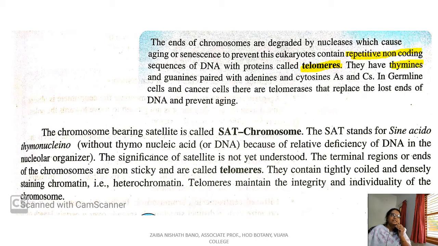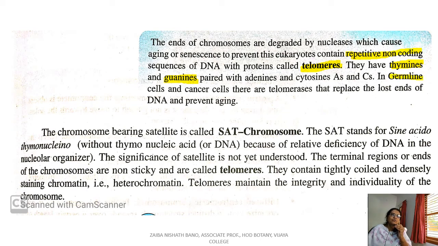They have thymine and guanine paired with adenine and cytosine. In germline cells and in cancer cells, there are telomerases that replace the lost ends of the DNA and prevent aging. So, in germline cells, what do you mean by germline cells? In the reproductive cells. And in cancer cells, only because these are replaced, perhaps they tend to become immortal.